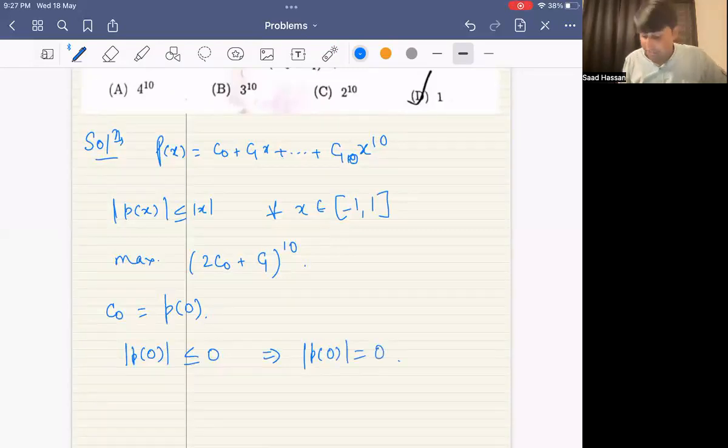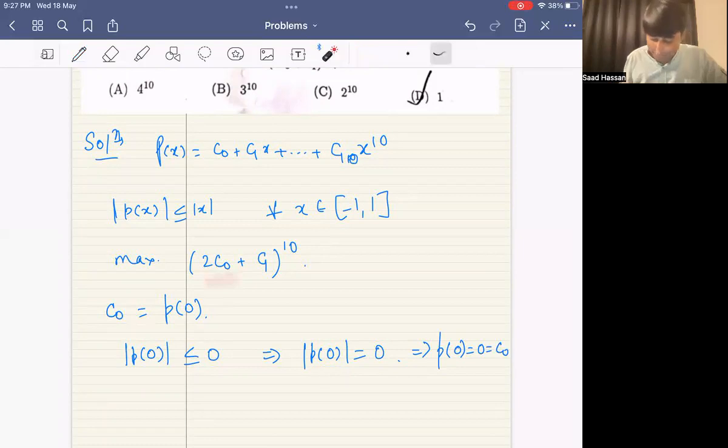So p of 0 is such a number whose modulus is 0. We know that there is only one number whose modulus is 0, and that's 0 itself. There is no other number whose modulus is 0, which means that p of 0 is 0. Well, that's kind of nice, don't you agree? Because that tells you that c0 is 0.